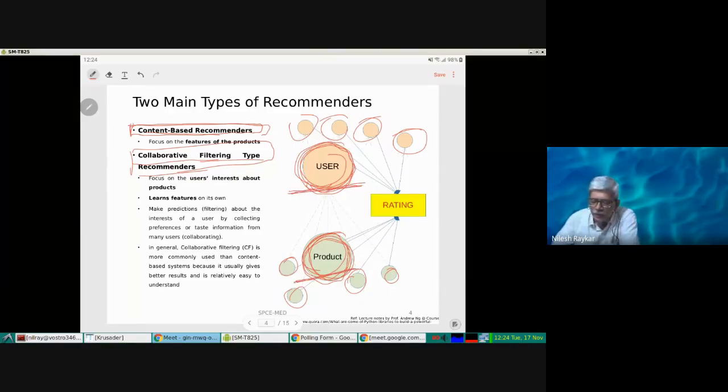The content-based recommenders, which is the first type, work based on the features of the product. So it requires the features of the product. So given a set of books, it will require for each book what is the type of book, whether it's a fantasy book or an action book or a romance book, and so on. So that is what would be required for these books for the content-based recommenders. So we'll see later how these recommenders work.